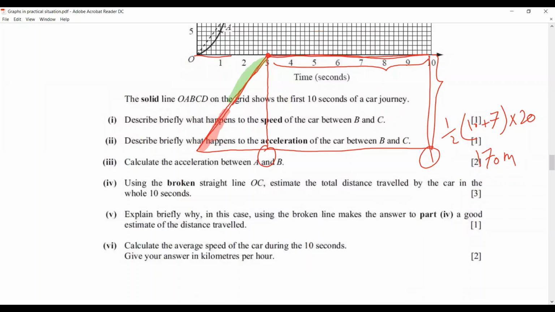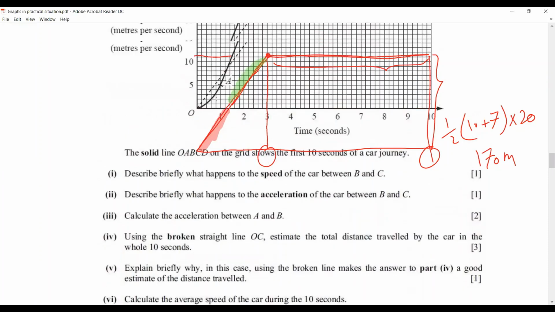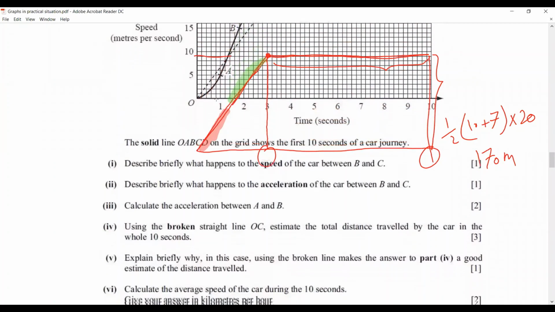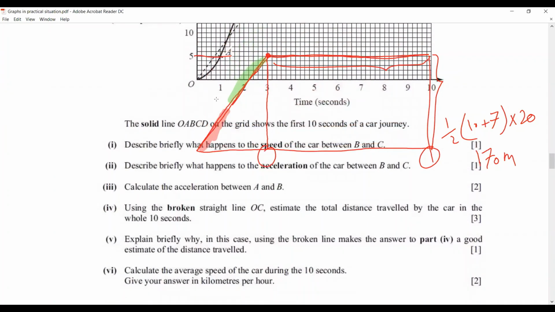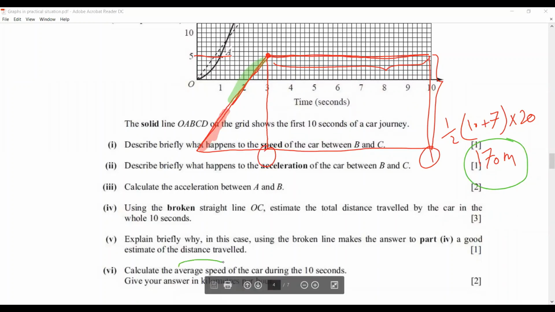Moving on to the last part, calculate the average speed of the car during the 10 seconds in kilometer per hour. Don't forget to convert it to kilometer per hour at the end, because we already have the total distance. Average speed is nothing but total distance traveled divided by time taken. The total time is 10 seconds, and that gives us 17 meter per second. But don't get too excited and move on to the next question. They want the answer in kilometer per hour.